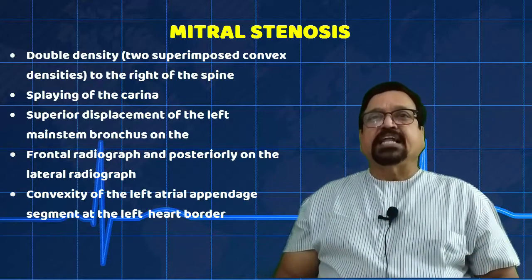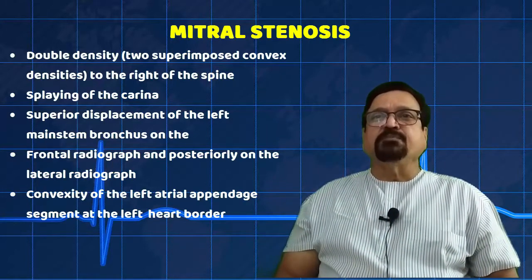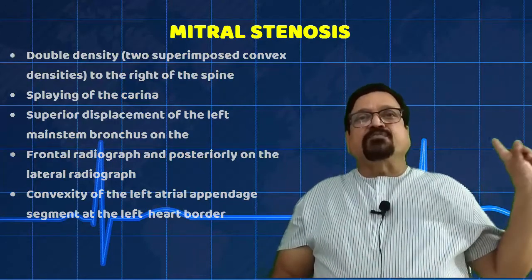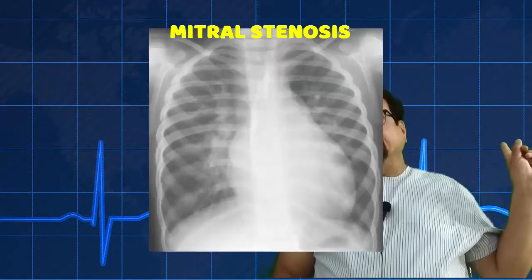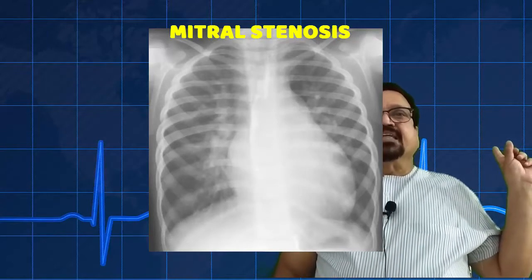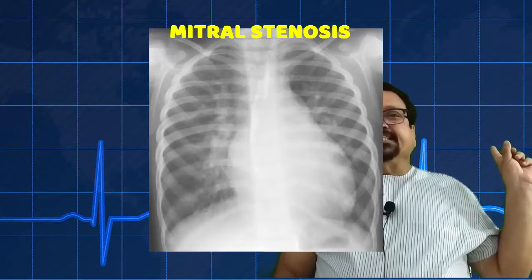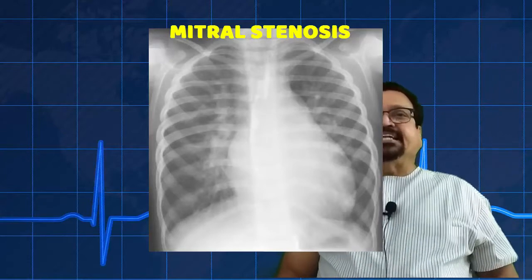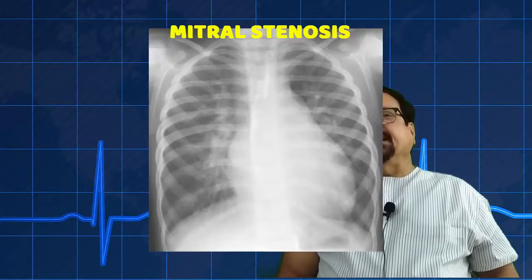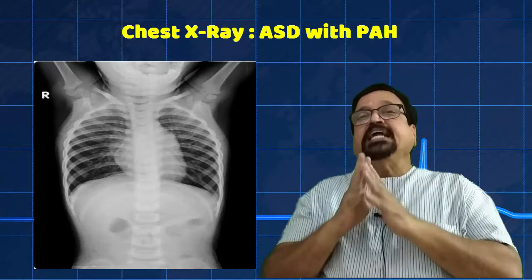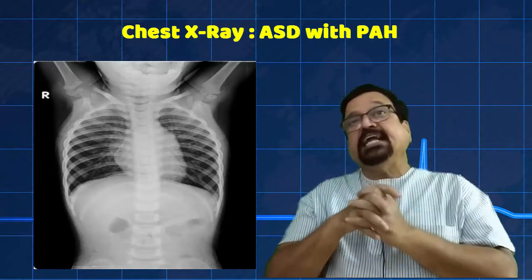Now, splaying of carina, what we discussed just now, because it compresses over it. Then superior displacement of left main bronchus, that is opening of the carina. Then the convexity of the left atrial appendage segment at left cardiac border is sometimes seen. Now, ASD and pulmonary arterial hypertension. What happens in ASD?